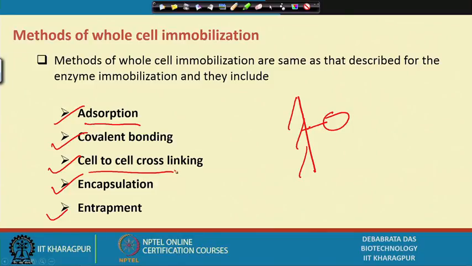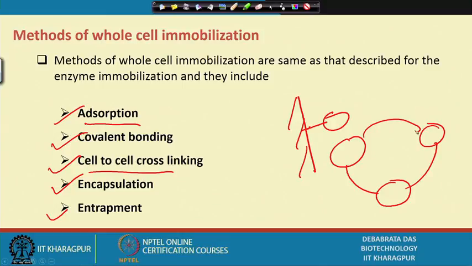Cell to cell cross linking means, as I told you, the cells are cross linked with the help of agents like glutaraldehyde, and inside, maybe you have a solid matrix where they may be embedded on the surface of the solid matrix.